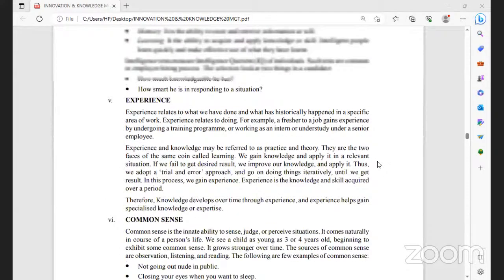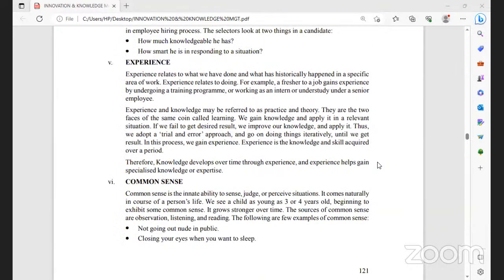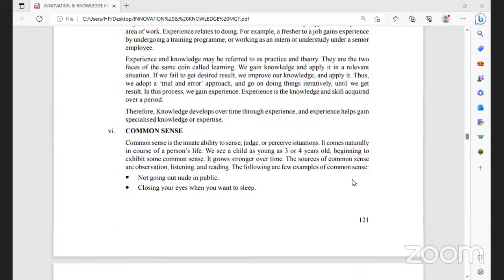Now, next one is experience. Experience relates to what we have done and what has historically happened in a specific area of work. Experience relates to doing. For example, a fresher to a job gains experience by undergoing a training program or working as an intern or understudy under a senior employee. Means work experience. To be frank and honest, freshers will have fewer skills and less knowledge compared to experienced people. That is the philosophy or the basic ethics relating to knowledge implementation also. That only we are discussing.